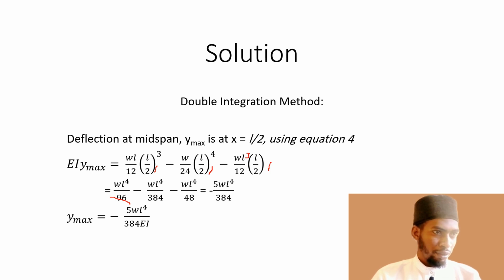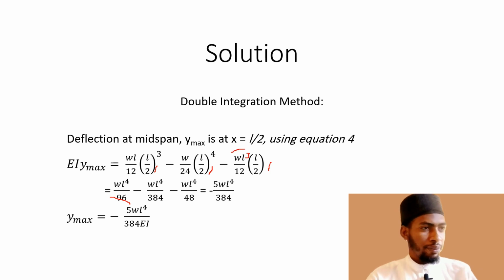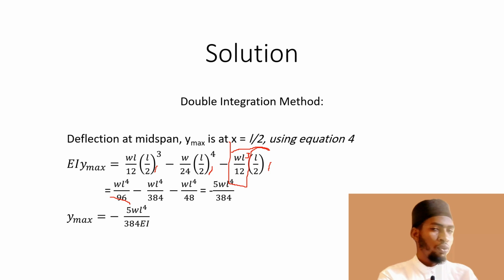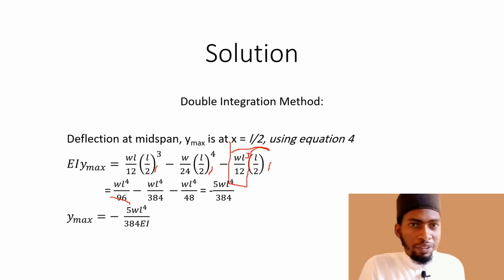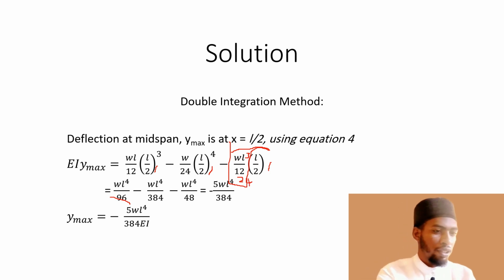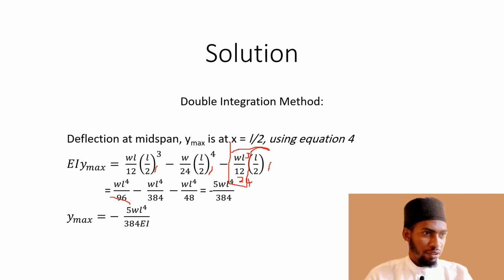Then here is just 12 times 2, which is what? Okay, I believe this is a typing error, because this one is the value of our C1, and C1 is WL cube over 24. So definitely this is a typing error, sorry about that. It is 24. So 24 times 2 will give us 48. That is how we have this 48.